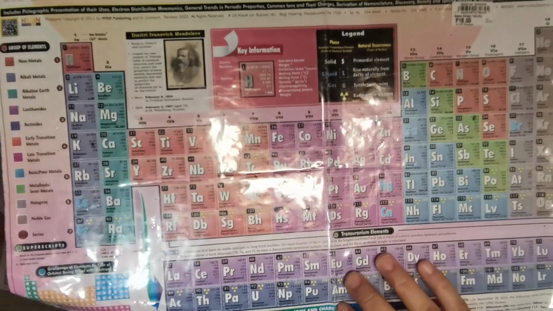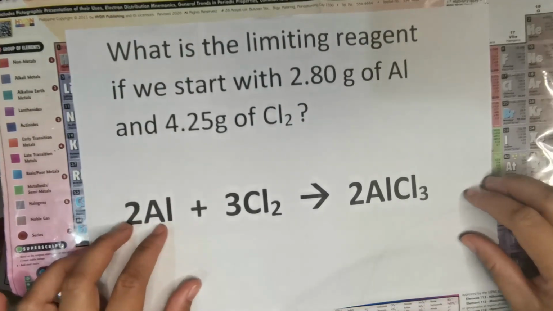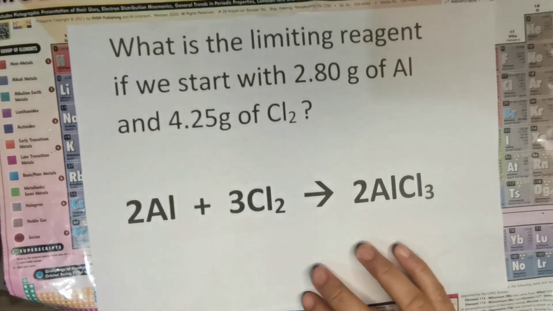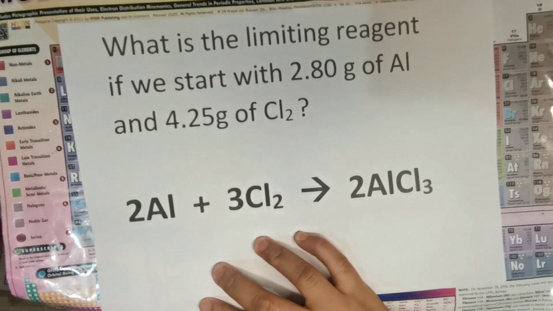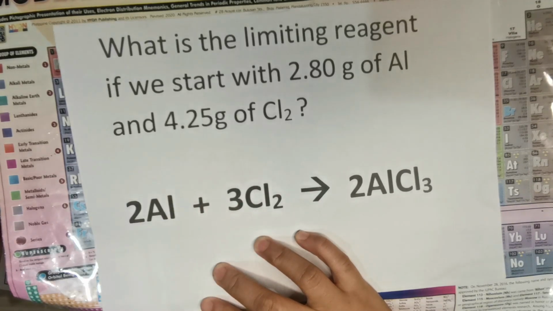So let us try to adapt this into our problem setting in our module. We have this example. The problem is, what is the limiting reagent? Reagent or reactant is the same, by the way. If we start with 2.80 grams of aluminum and 4.25 grams of chlorine gas, 2.80 and 4.25.